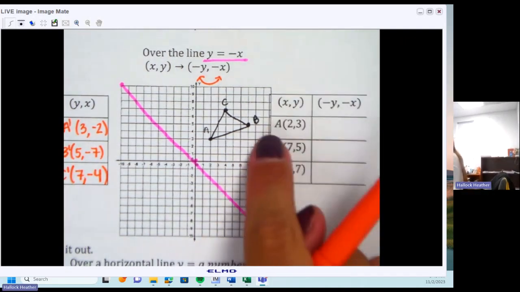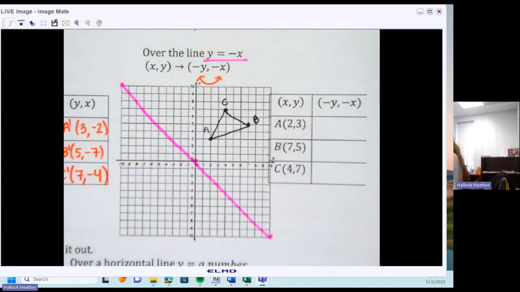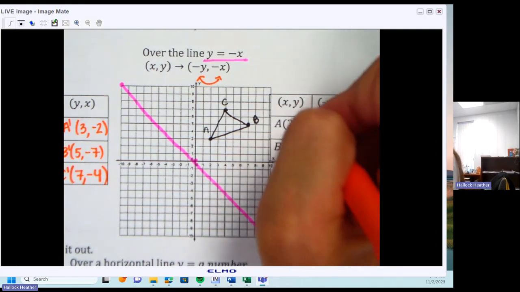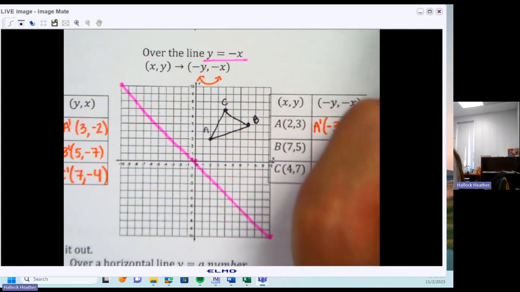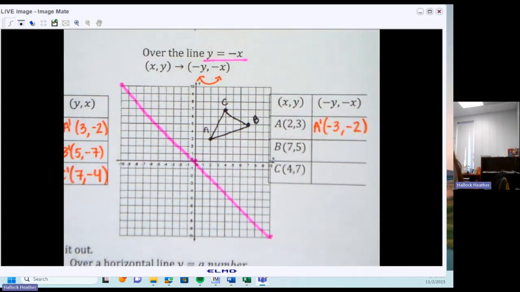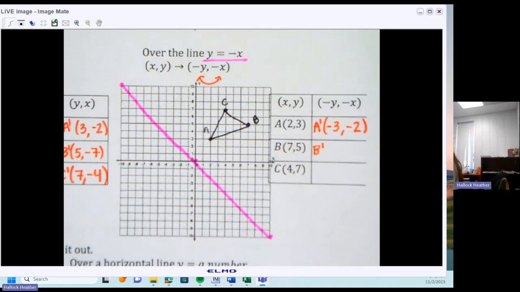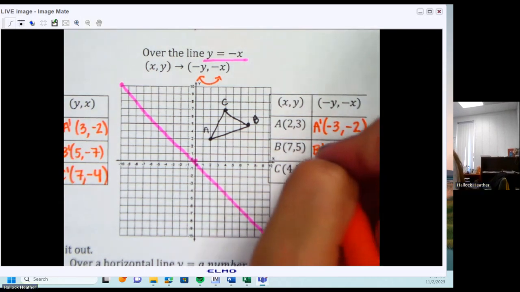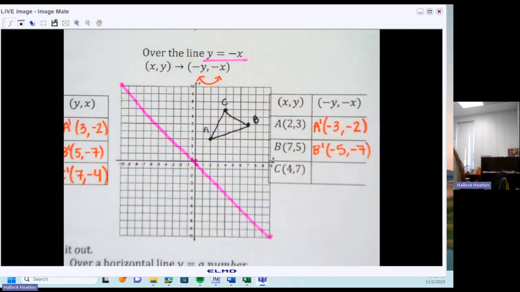So if A was (+2, +3), we're going to flip it and switch the sign. So A prime is now (-3, -2). They were both positive, now they're both negative, and I flipped the coordinate. Flip the coordinate, switch the sign. B was (7, 5). I'm going to flip the coordinate, switch the sign. So (-5, -7). C was (4, 7). I'm going to flip the coordinate, switch the sign.